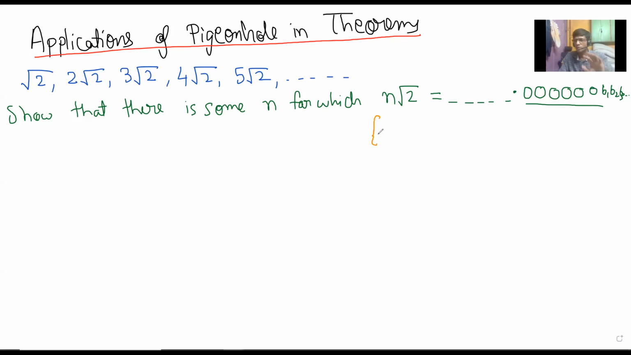The other way in which this is usually given, they will use this notation, which means the fractional part. They will say that the fractional part of n root 2 is less than or equal to 10 to the power minus 6, a 1 with 6 zeros. Am I right? Yeah, so this is another way in which this question is put. So this may remind you of something. Just think.